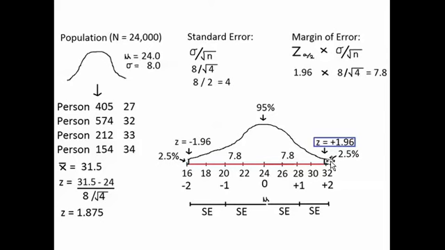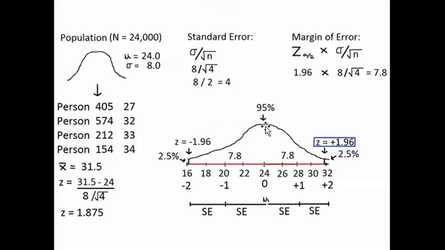the population mean. It's also telling us that when we randomly select a sample of 4 people from the population and record their ages, we have a 95% chance of getting a sample mean within 7.8 of the population mean. We have a 2.5% chance of getting a sample mean more than 7.8 below the population mean. We have a 2.5% chance of getting a sample mean more than 7.8 above the population mean.